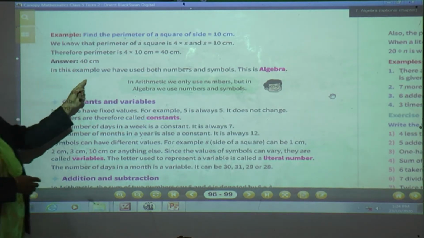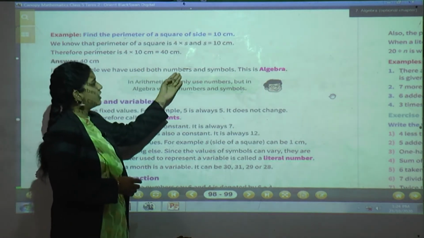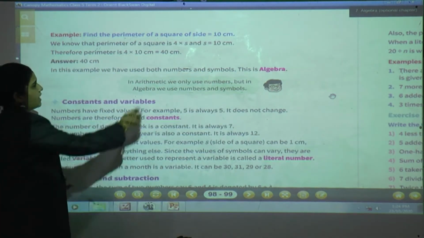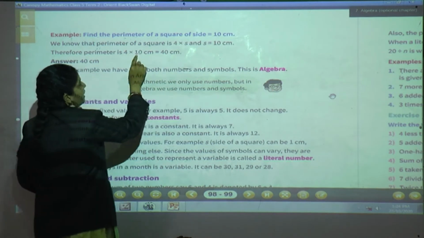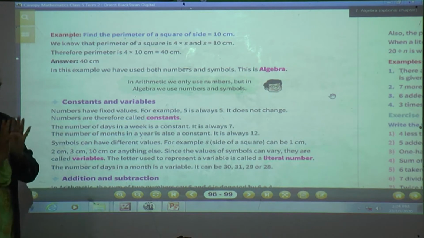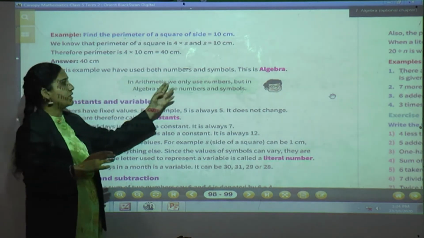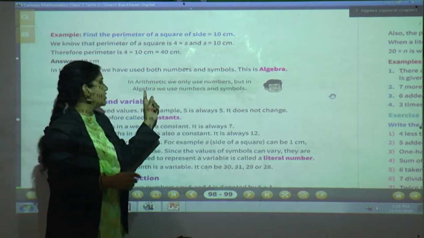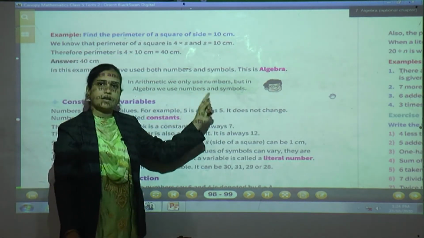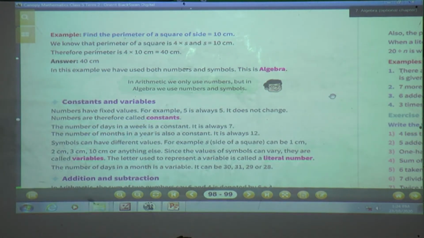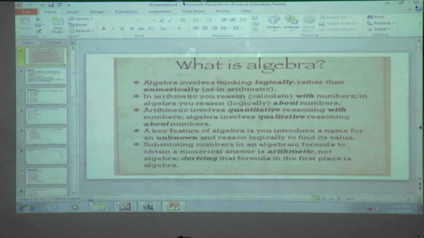In this example we have used both numbers and symbols, this is algebra. See here, I have used a symbol also, and I have used the number also. So this is called algebra. In arithmetic we only use numbers, but in algebra we use numbers and symbols both, isn't it? Now all of you understood what is meant by algebra? Okay, I will explain this one also.